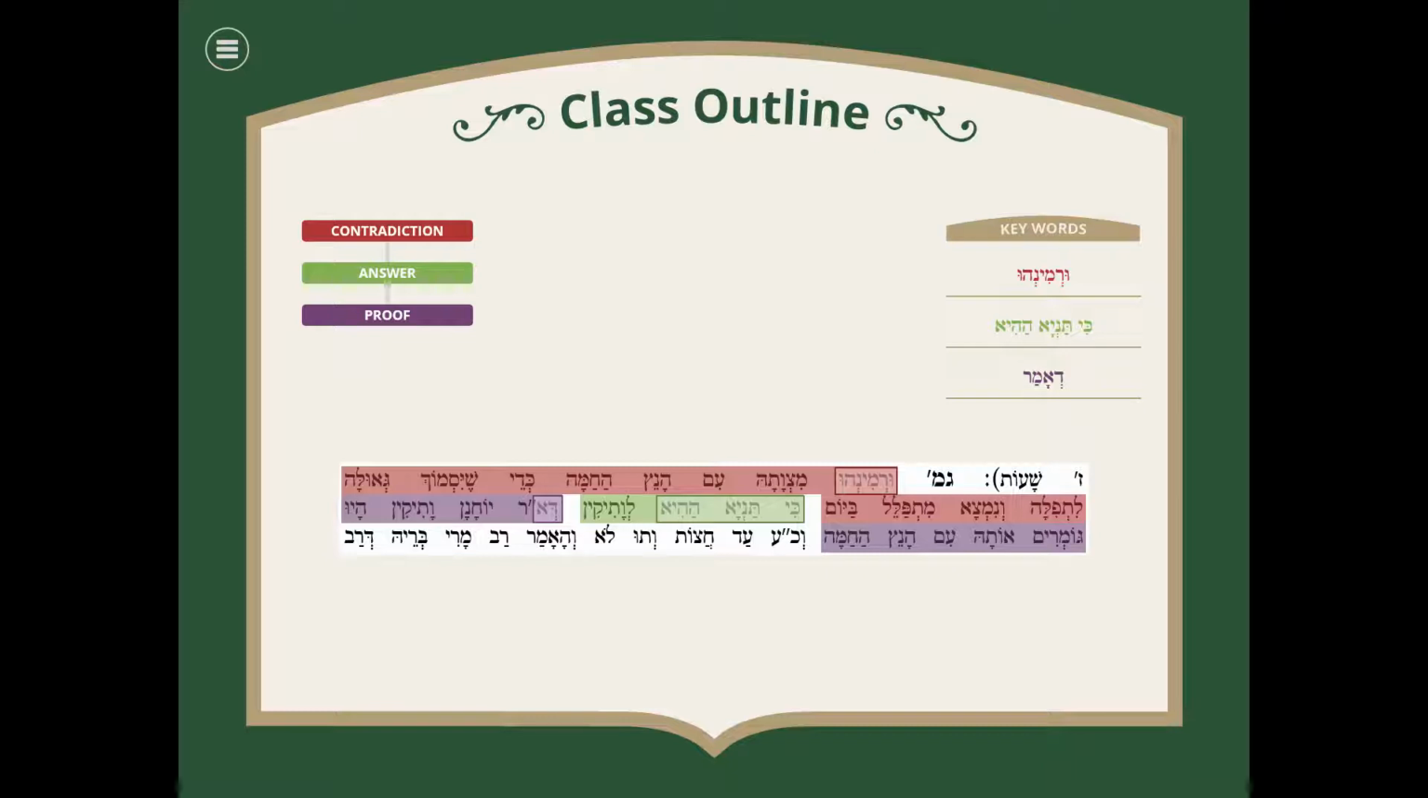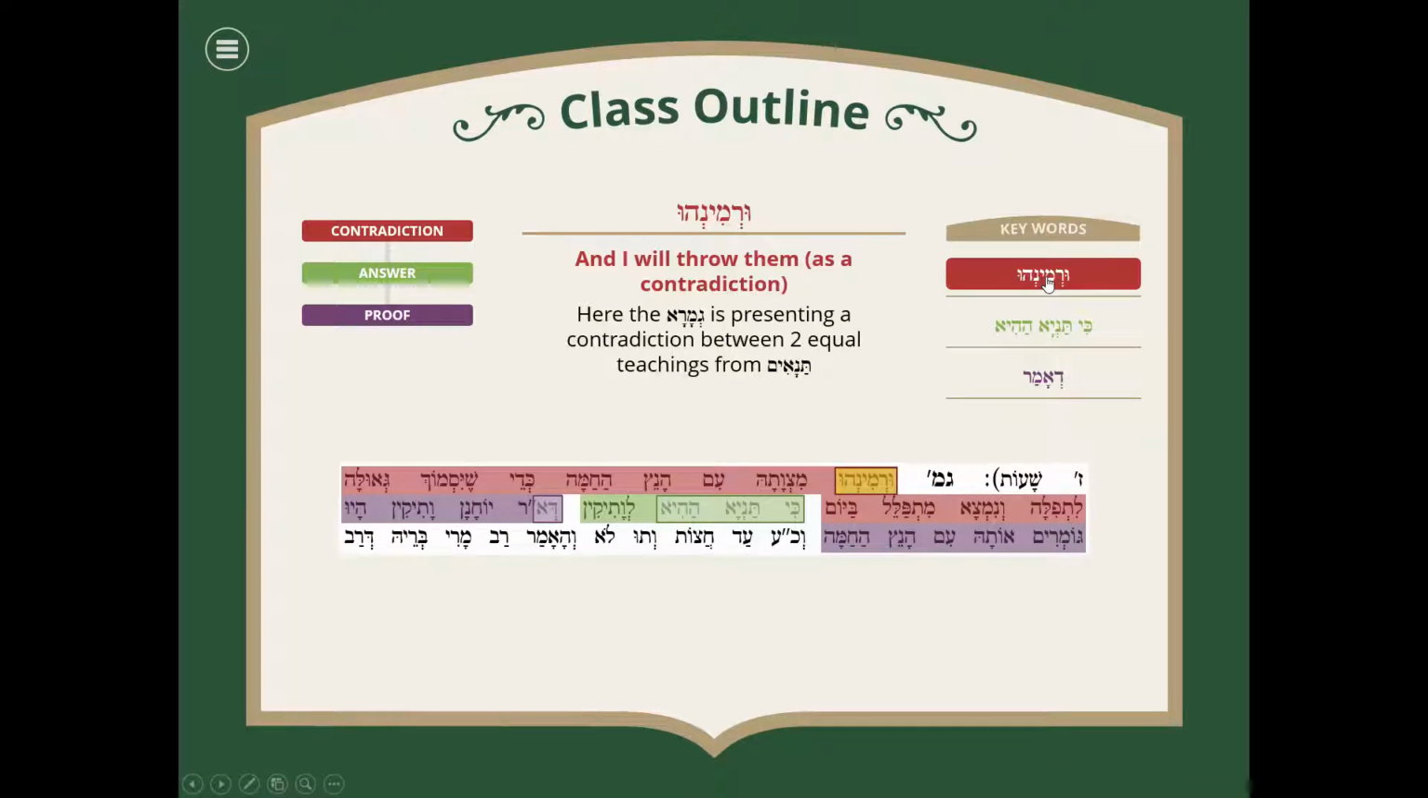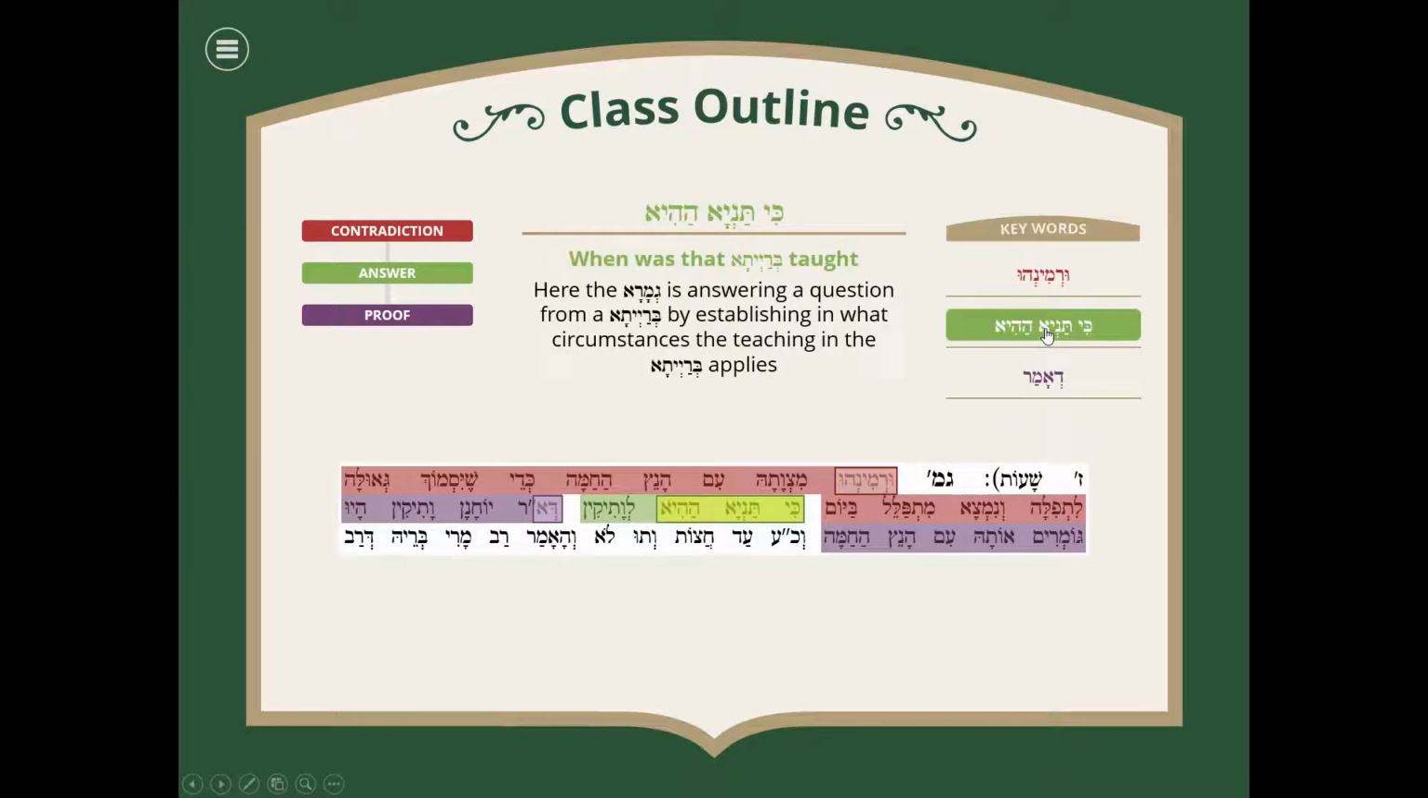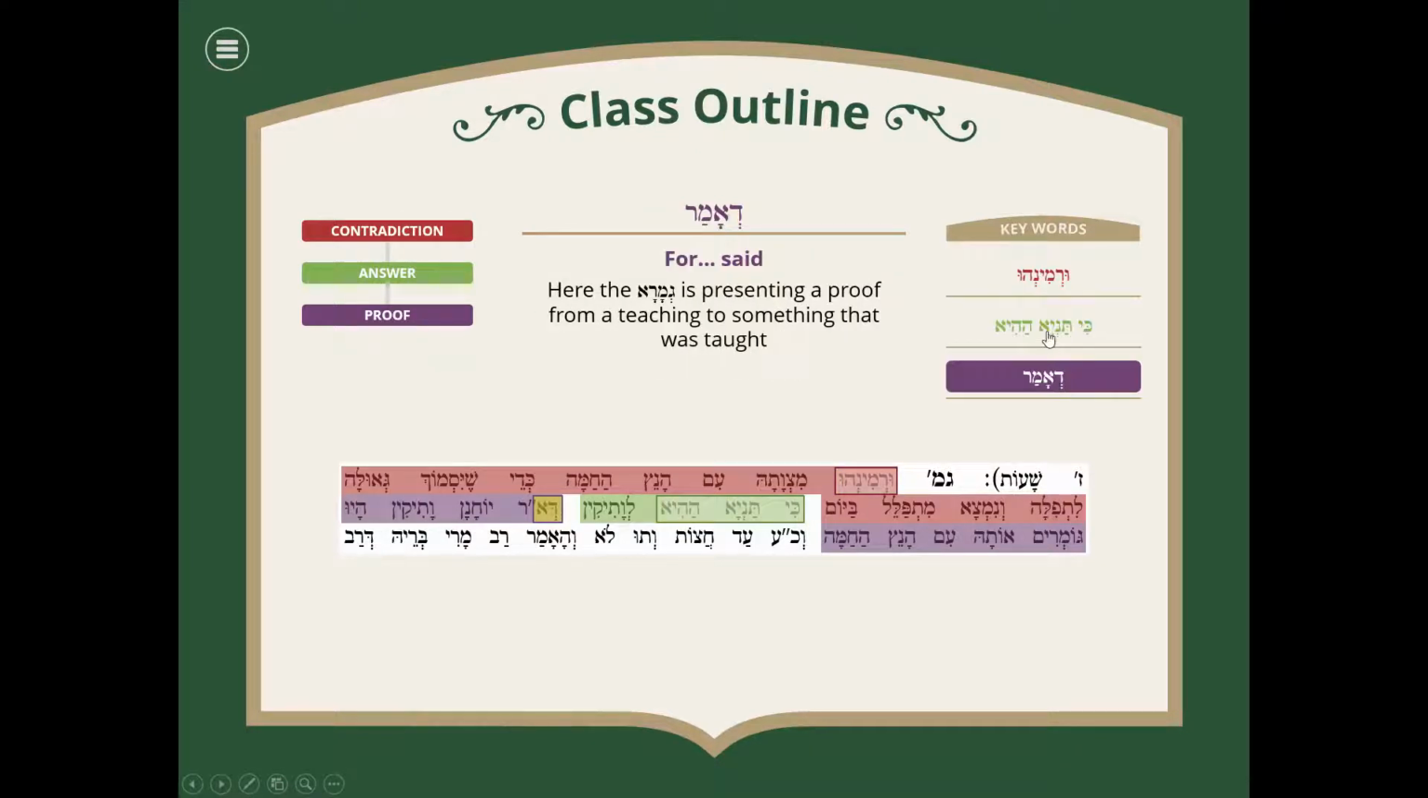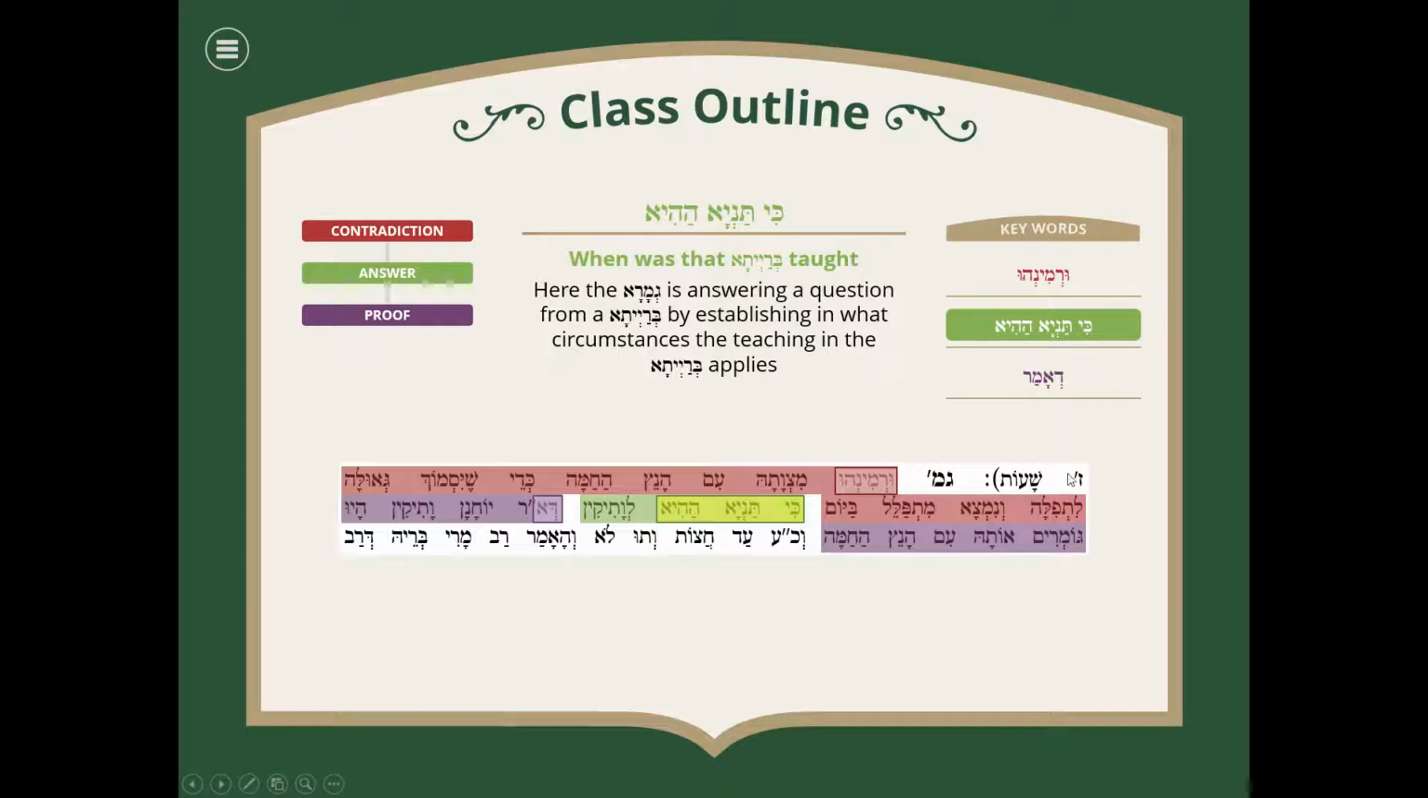And now you can go to each of these words to learn what they mean. So if you click on Uraminu, it'll tell you that it's a contradiction, what Kitanya he is, and what the Omar is. So that's the first section. We have the piece of Gemara with the Nekudos, we have the breakdown and structure, and we have the keywords.